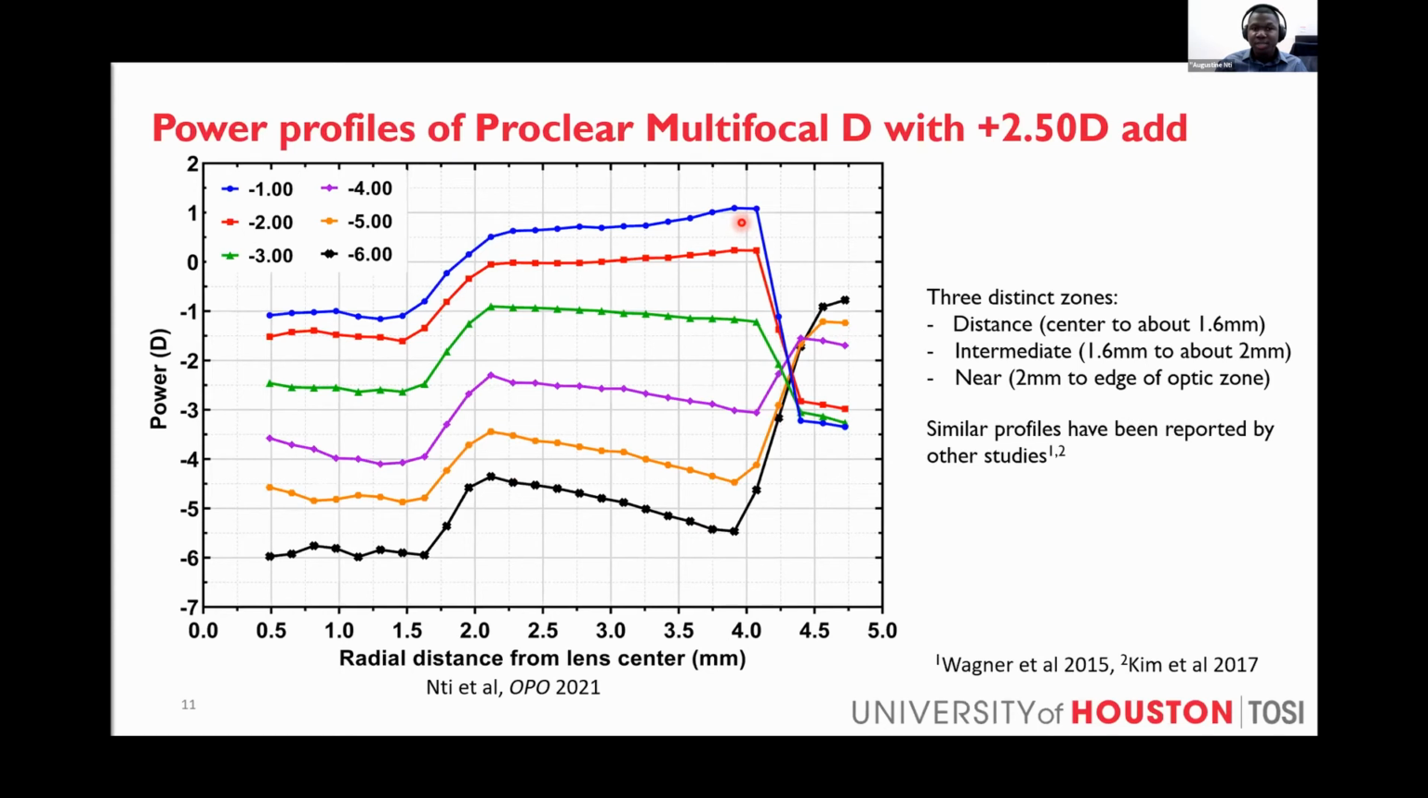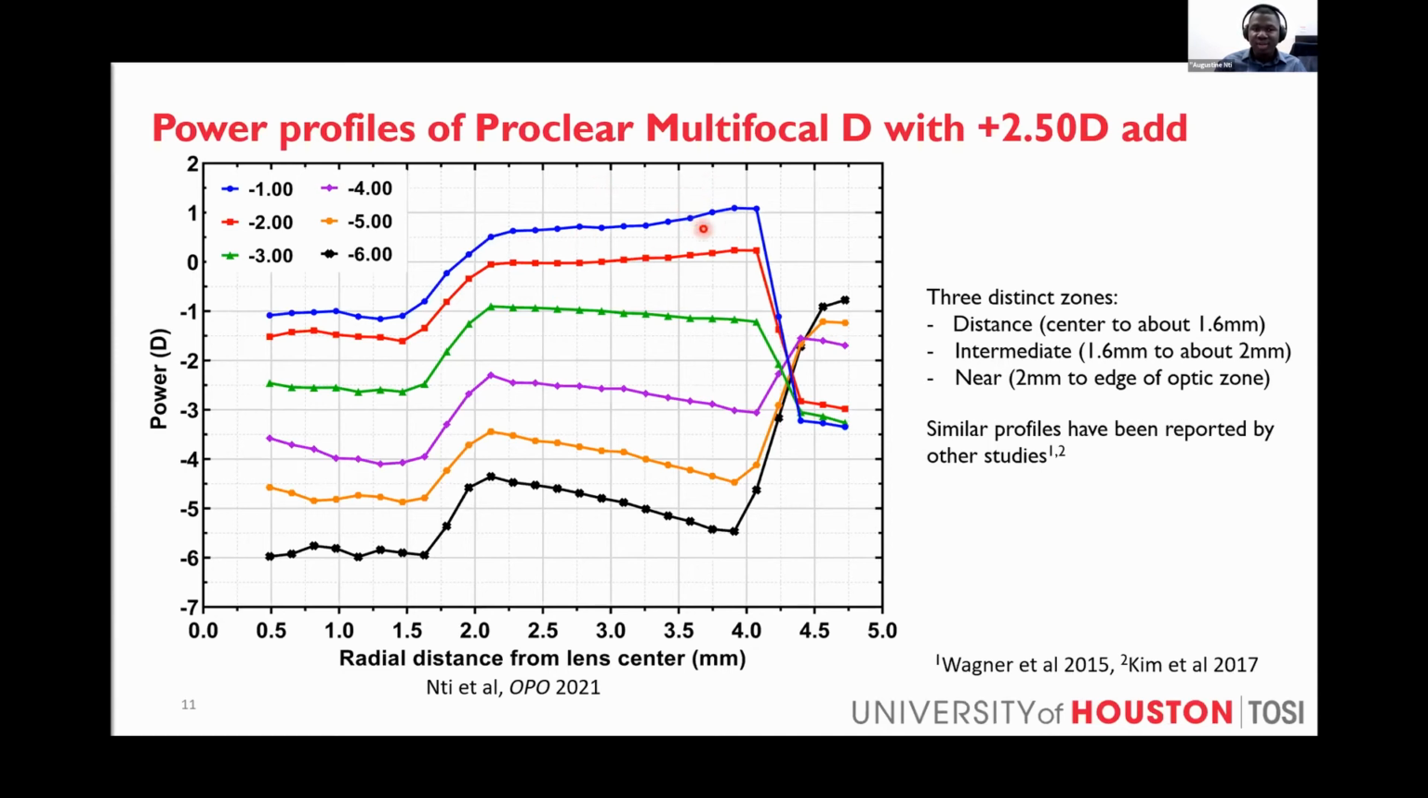And again, for the Proclear multifocal, it's also very similar to that of the bioaffinity with 3 distinct zones, the distance portion very close to the center. Then there's a sharp rise in plus power in the intermediate portion of the lens. And then you have the near portion of the lens, where again, for the high minus powered lenses, you see the plus power gradually reducing as you go to the edge of the optic zone. But for the low minus power lenses like the -1, the plus power again increases towards the edge of the optic zone.